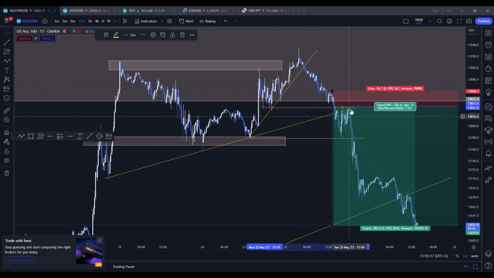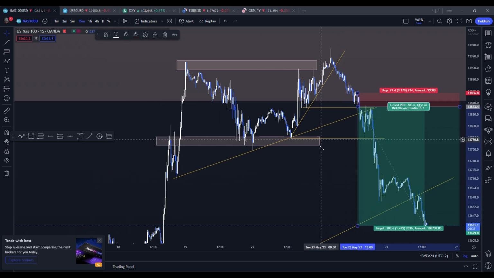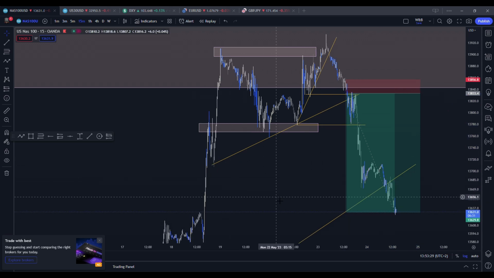These lows got broken and retested. The trend got broken and retested. So here we got two confluences already, for it to continue down to this huge gap in price.